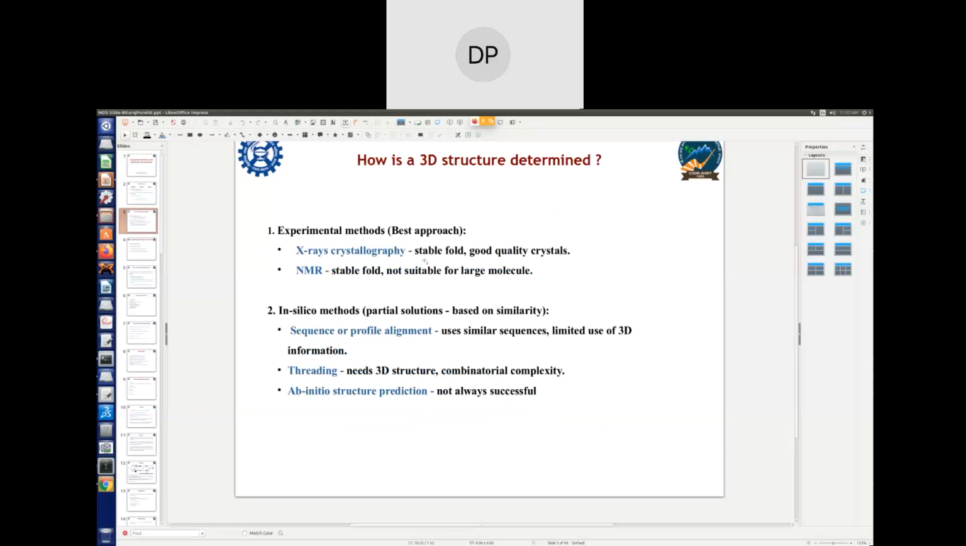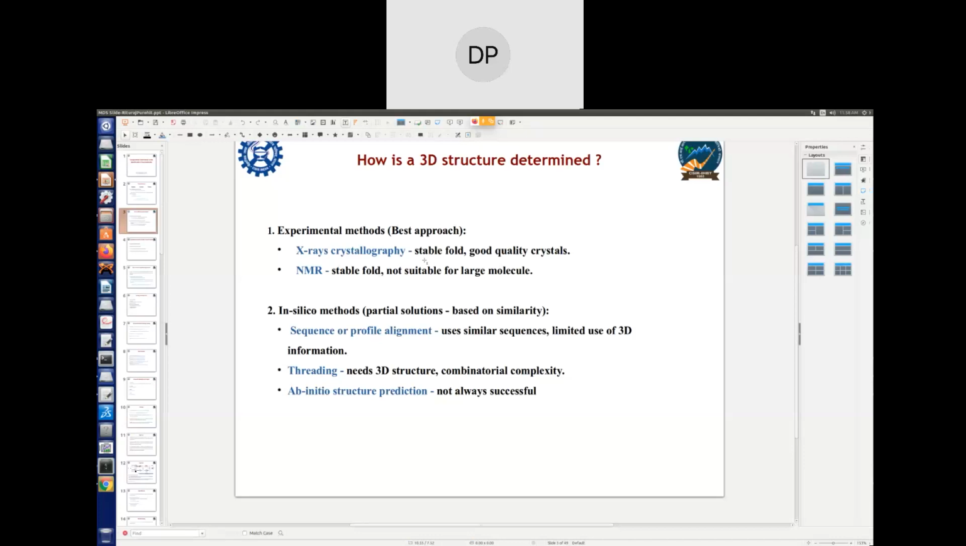As we know, we have two major experimental techniques, that is X-ray and NMR. Through X-ray we will get the stable fold, a good quality crystal. NMR is slightly different. Proteins which are not soluble, or which are not crystallized, we go for NMR. If you are not able to get a crystal structure, we will solubilize it in a particular solvent and get the NMR. So both techniques are very robust, and through them we find the three-dimensional coordinates of a particular protein, DNA or macromolecule.